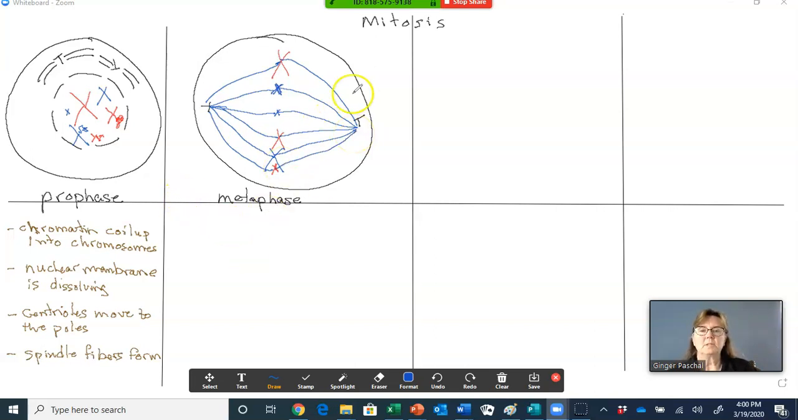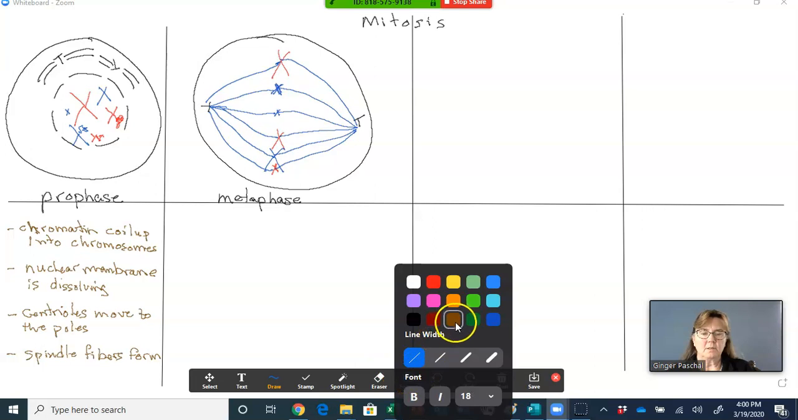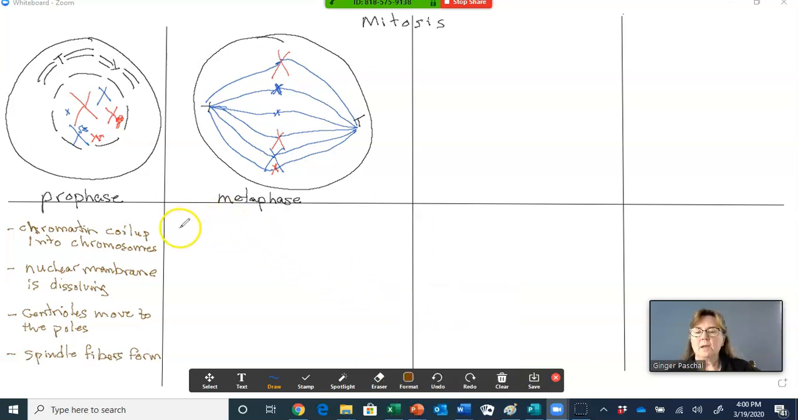Now, let's describe this. So let's go back down here. Pick our color. Okay, so in metaphase, let's think about what's going on here. What's going on with the chromosomes? What did they do? How are they different here than they were there? Hopefully you've said that the chromosomes line up single file in the middle of the cell.